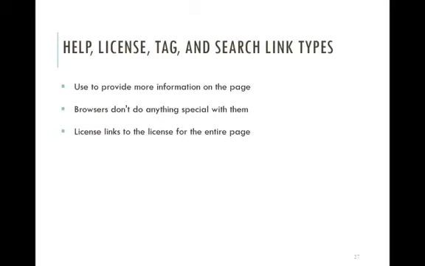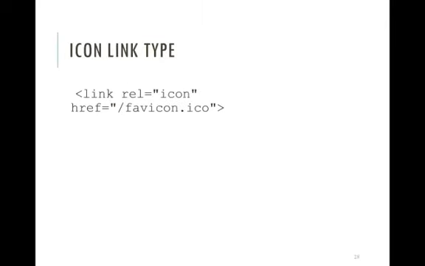The help, license, tag, and search links can be used to provide more information on the page. Browsers don't really do anything special with these tags, but the license will link to the license for the entire page. When you want to put in an icon, you want to make sure that you're using favicon.ico.